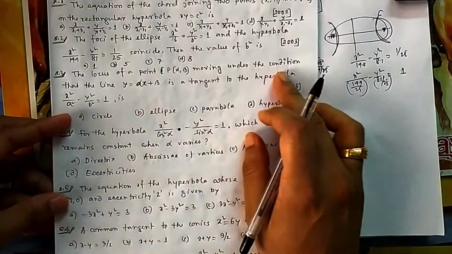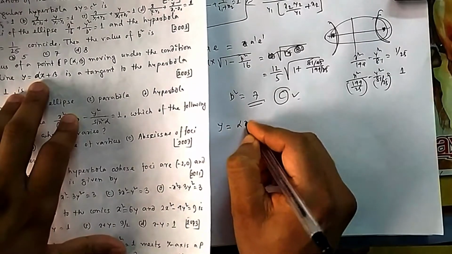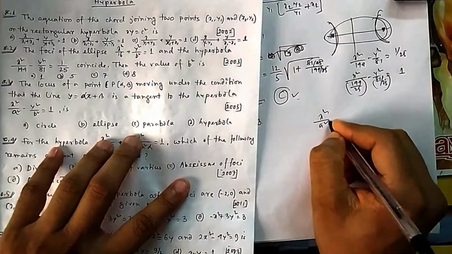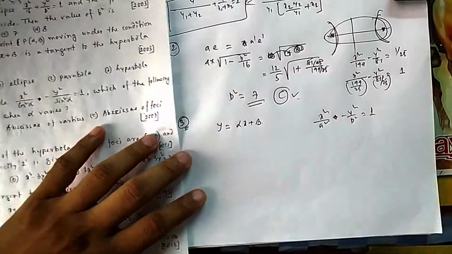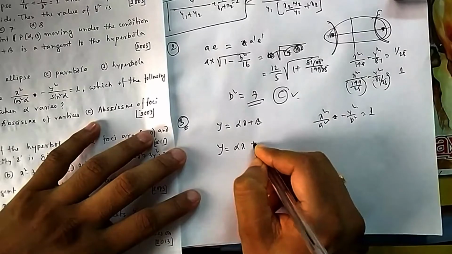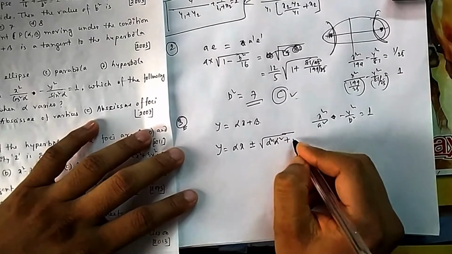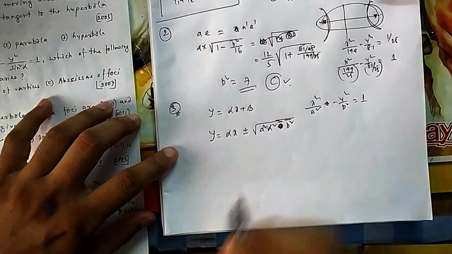Now if you come to 3, the locus of the point alpha beta moving under the condition that this is a tangent of this hyperbola. The tangent equation is given as y equal to alpha x plus beta. It should be a tangent of the hyperbola x square by a square minus y square by b square equal to 1. So what is the condition for y equal to mx plus c to be tangent to the hyperbola? y equal to mx plus minus under root a square m square minus b square, here m is alpha, so a square alpha square minus b square.